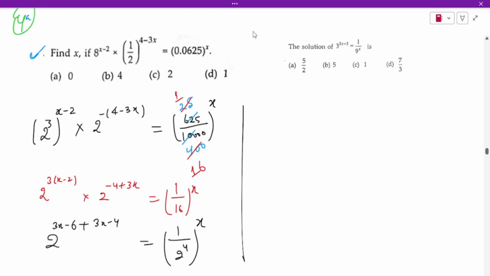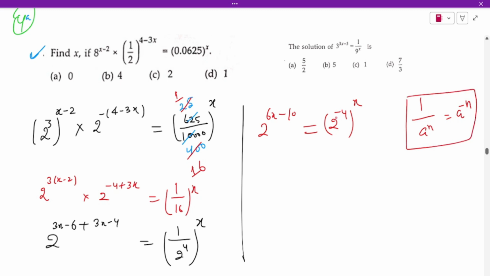So now on the left we are left with 2 to the power of 3x plus 3x is 6x, 2 to the power 6x minus 6 minus 4 is minus 10, equals, by using the reciprocal law we can write it as 2 to the power of minus 4, whole power x, because 1 by a to the power n is equal to a to the power of minus n. So by the power of a power law this gives us minus 4 into x, which is minus 4x, and on the left side 2 to the power of 6x minus 10.